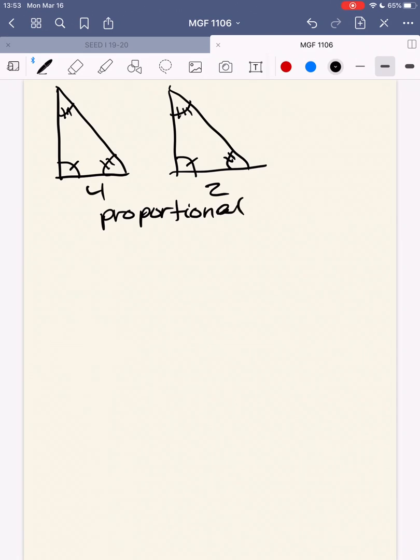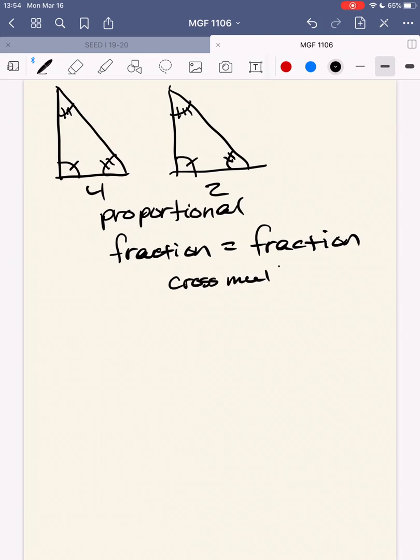Which means we can go ahead and use the idea of proportions to solve it. For those of you that have forgotten what proportions are, it is a fraction that is equal to another fraction. And the good thing about these is when we're solving them, we can cross multiply. That's the easiest way to deal with these types of angles here.